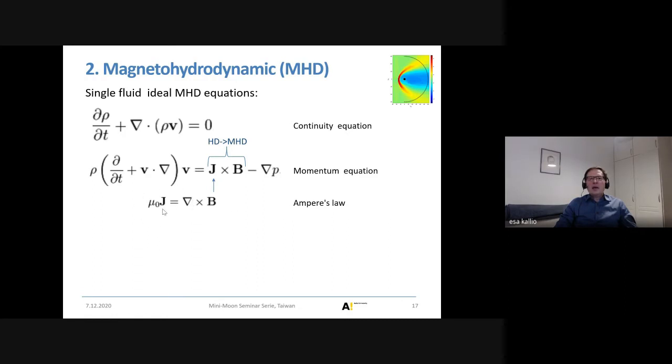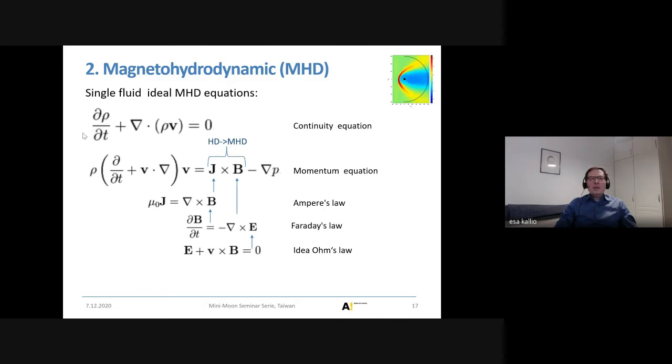But then you can ask, how can I get the magnetic field? The magnetic field is obtained from Faraday's law from the electric field. It gives information about how the magnetic field propagates in time. But then you may ask how you can get the electric field. The electric field is obtained from Ohm's law. In ideal MHD, it uses the ideal Ohm's law, where the electric field plus V cross B, where V is the bulk velocity, is 0.